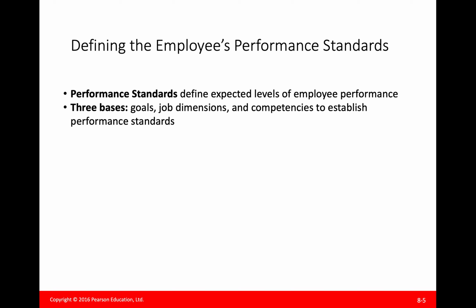So basis là ba cái nền để chúng ta căn cứ để xác định cái performance standards. The first one is goals. So what are the goals of the company? What are our goals? Our goals related to profit. Our goals are related to development, or what our organizational goals. So that based on the goals, we can develop our performance standards for the employees.